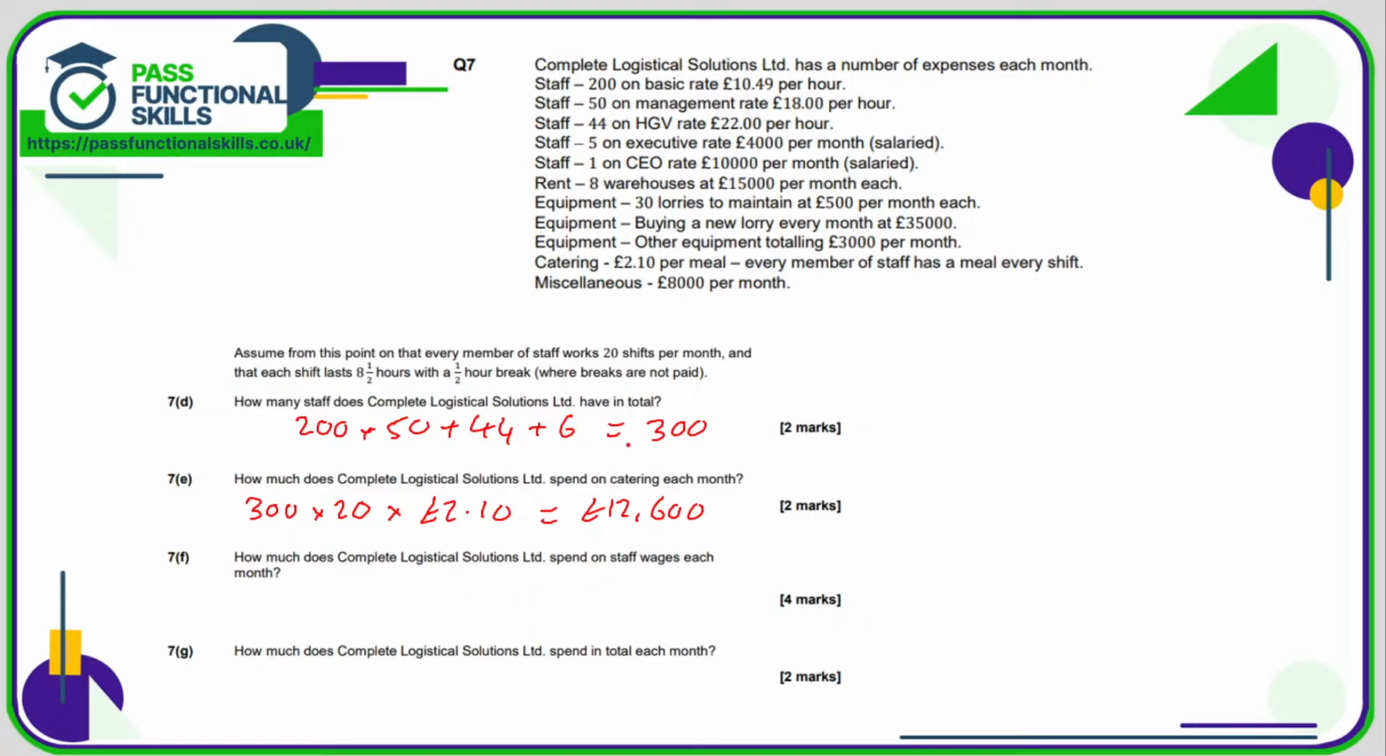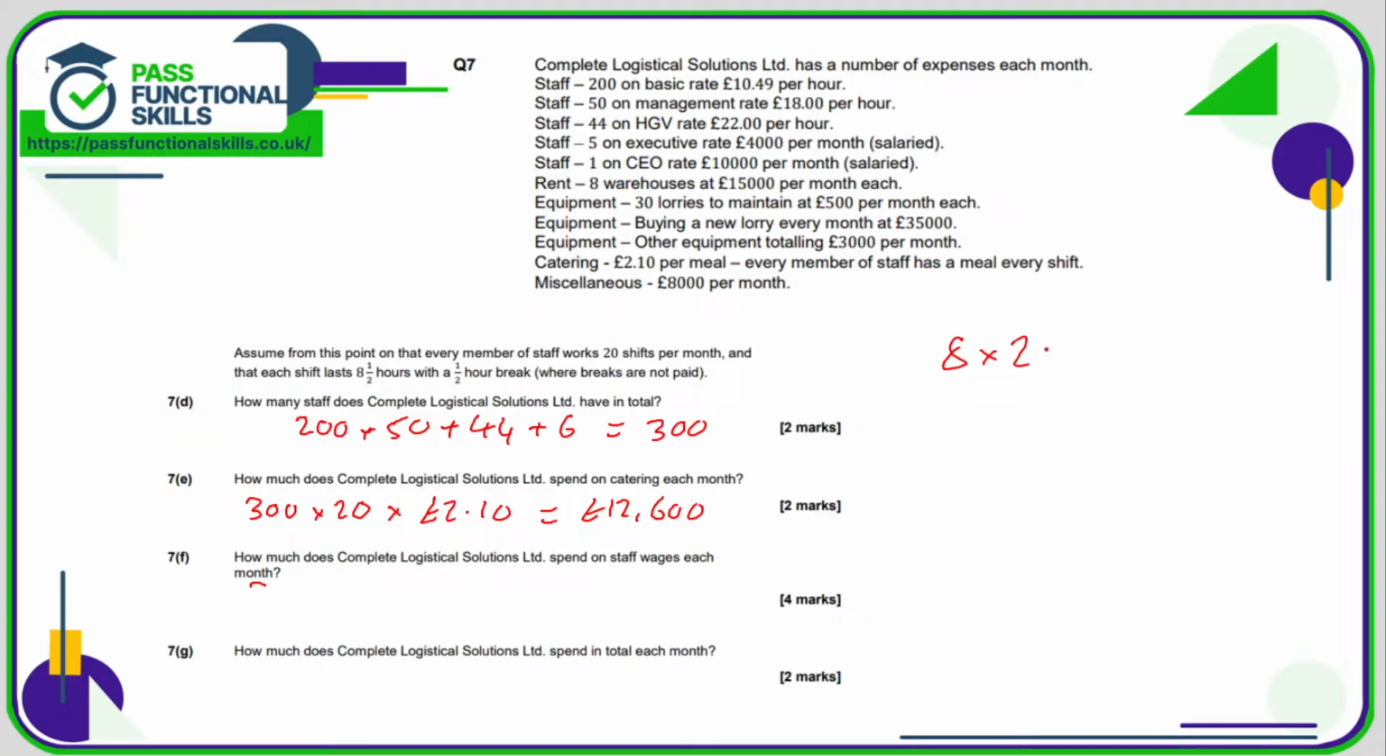Staff wages, this is a little bit on the tricky side. So we need to be careful. This is their hourly rate and we want per month. The shift is 8.5 hours with an unpaid half-hour break. That means they are paid for 8 hours per day. So if we take a look at the 200 on the basic rate, that's 8 hours and there's 20 shifts per month.